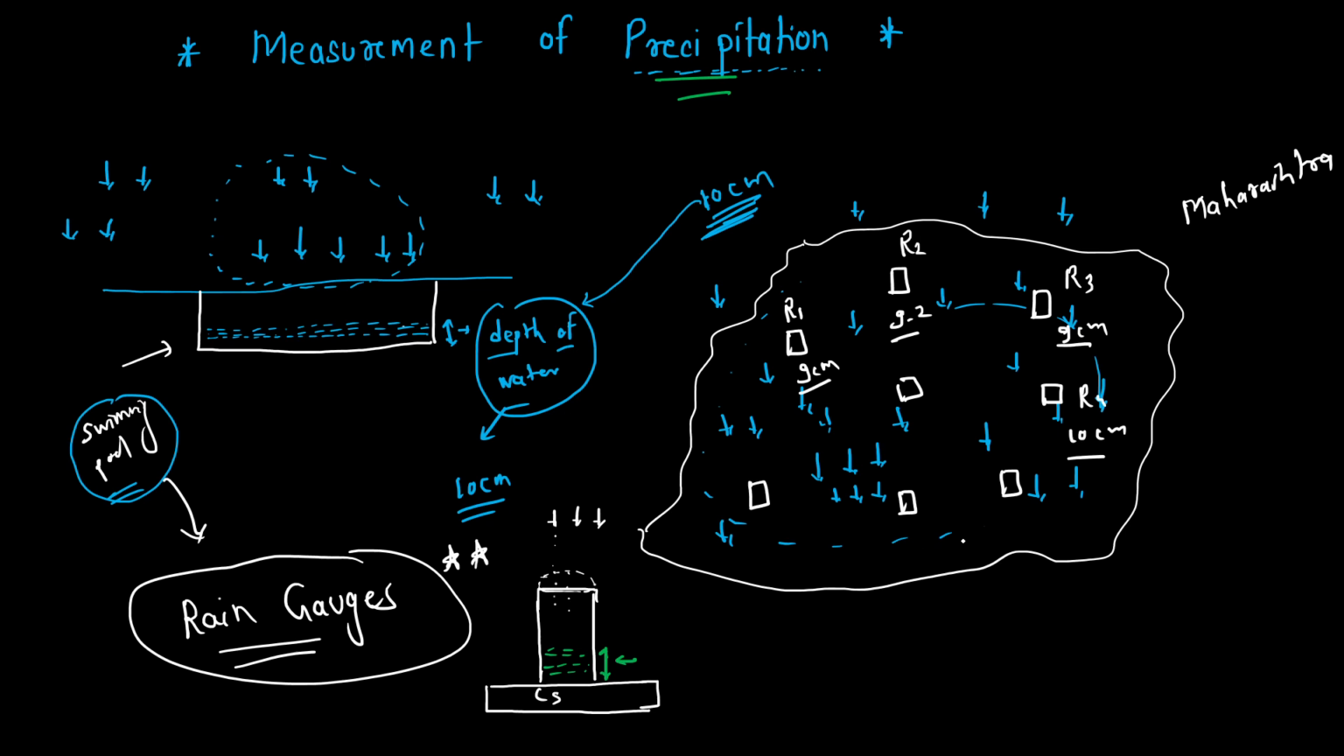Okay, so this is the basic introduction about measurement of precipitation. Once again I will tell you the most important points. Precipitation is measured in terms of depth of water which is collected. What is the instrument used for collection of precipitation or rainfall? It is called a rain gauge. So this rain gauge measures the depth of rainfall.